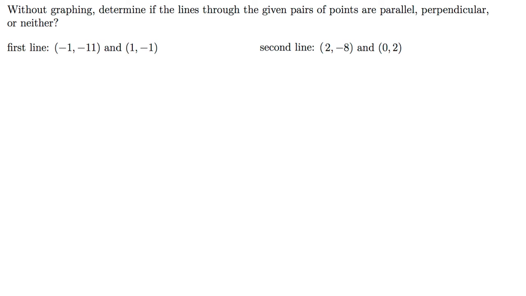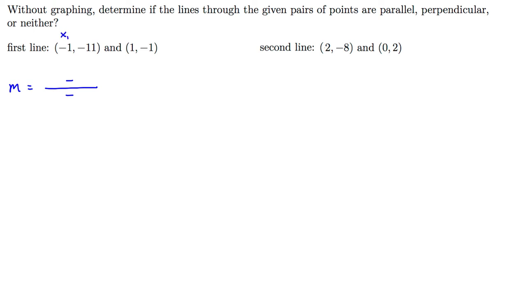Without graphing, determine if the lines through the given pairs of points are parallel, perpendicular, or neither. To answer this question, we need to first determine the slopes of the two lines. So we'll begin trying to find the slope of the first line. The slope m is equal to the difference in the y values over the difference in the x values.